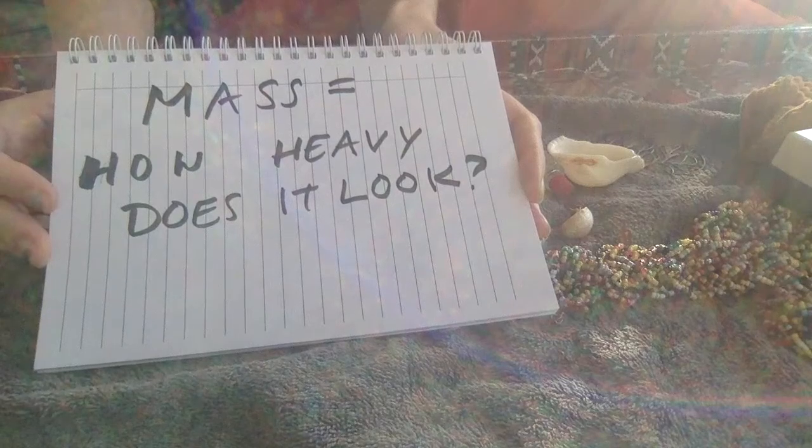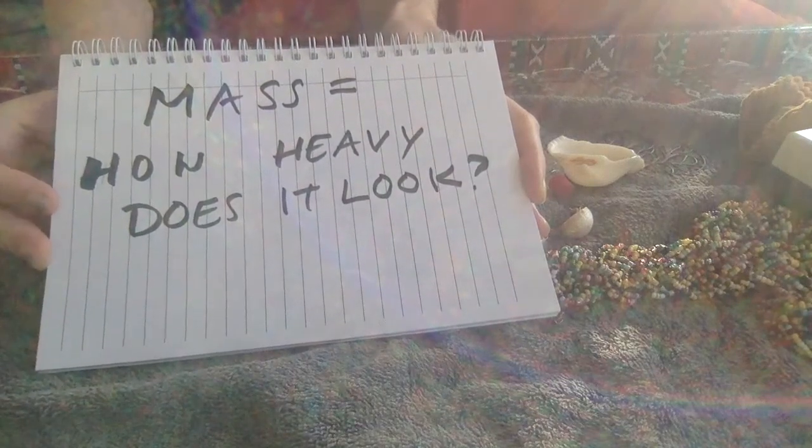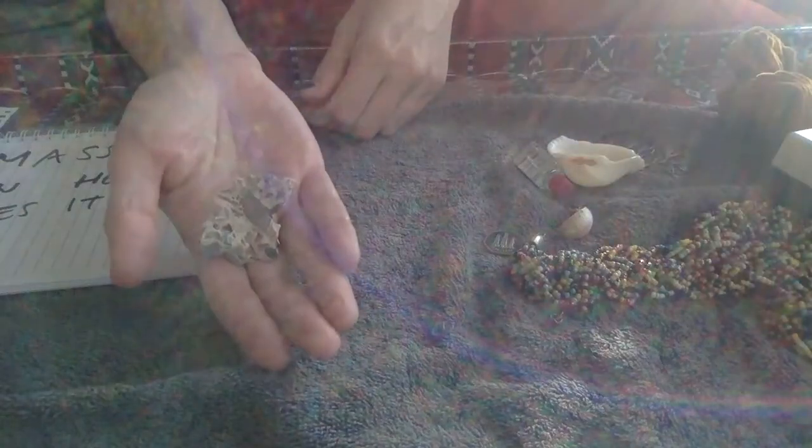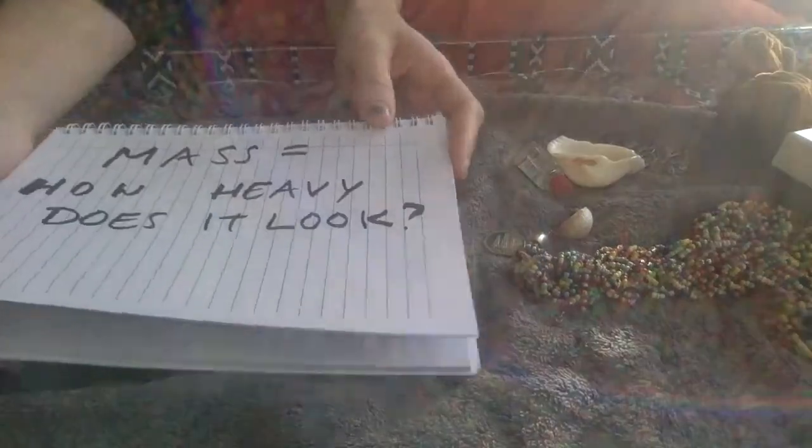Form has different elements. One of them is mass. How heavy does it look? Okay, so this one does not look very heavy. This one, on the other hand, does look heavy. So think about that when you pick your object. Do you want it to look heavy or not?